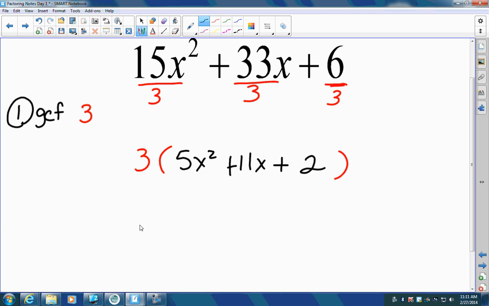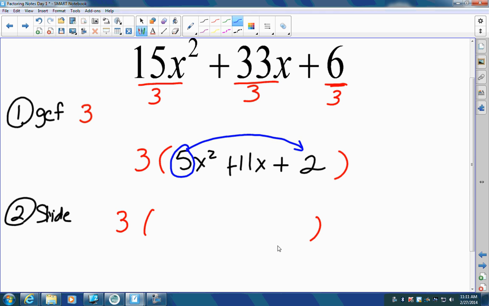you're going to do the slide, okay? What does the slide mean? Well, first off, I want you to understand this 3, we're not going to mess with it. That's just part of the answer. That goes on at the end. So as I go to slide, I'm going to take this 5, and I'm going to multiply it by my last number. So now, I've got x squared plus 11x. 5 times 2 is 10. Okay?